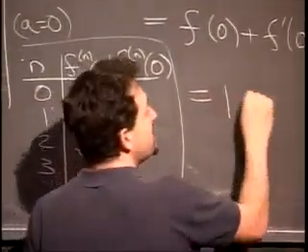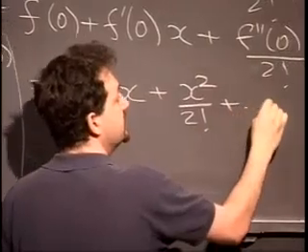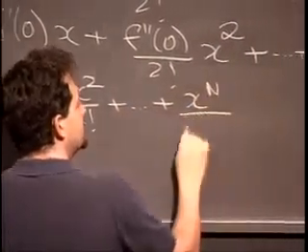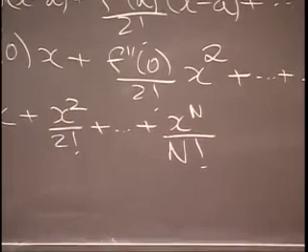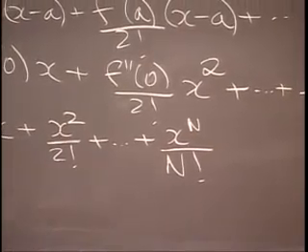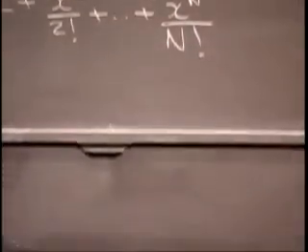So you get 1 plus 1x plus 1x squared over 2 factorial up until 1x to the n over n factorial. Okay, so that's the Pn of x. We shouldn't be surprised. This is the formula that we've been seeing.